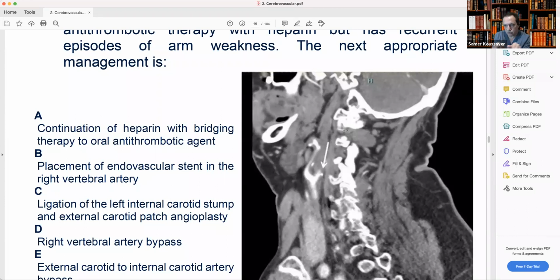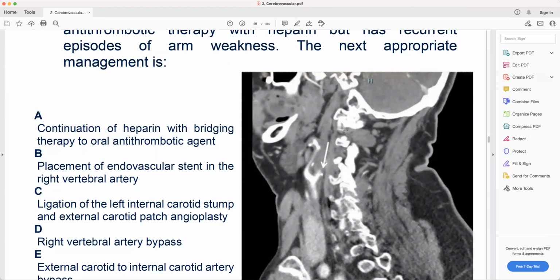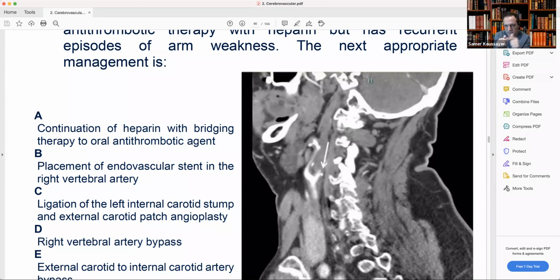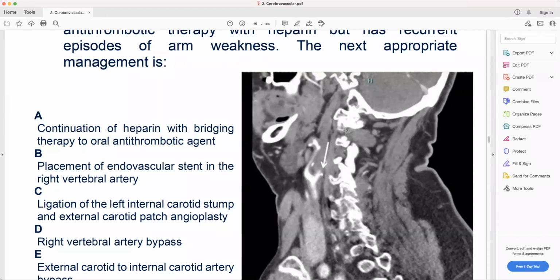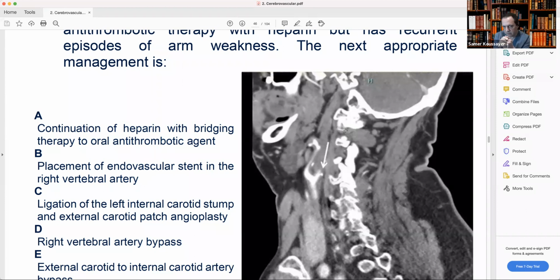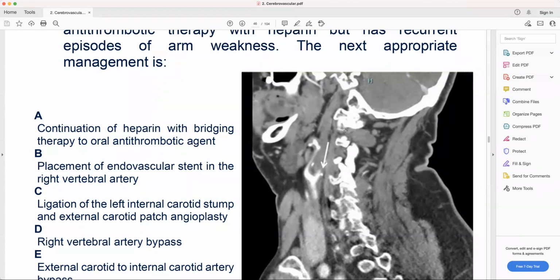But when the internal is completely occluded, then the distal internal is low pressure, correct? Yes. And the external is high pressure. So the blood is going to go from the external to the internal as collaterals. Then any small clot in the external, coming from the stump or from the external itself, can go to the brain and cause a stroke. Okay, clear. I don't know if you understand.